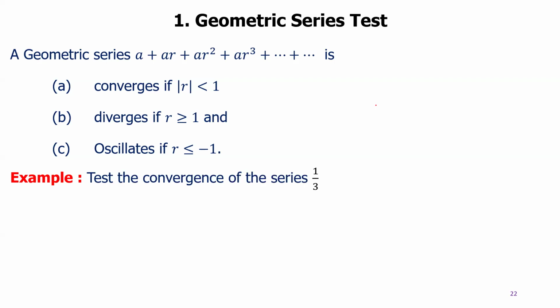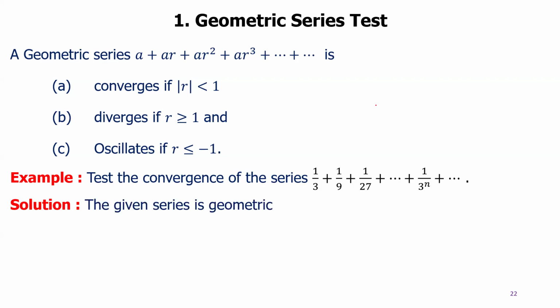Test the convergence of the series 1 upon 3 plus 1 by 9 plus 1 by 27 plus up to 1 upon 3 to the power n. Let us try to solve this question. The given series is a geometric series. Why is it a geometric series? Because here the first term a is equal to 1 upon 3, and the second term is a multiple of the first term. Third term is also a multiple of the first term.